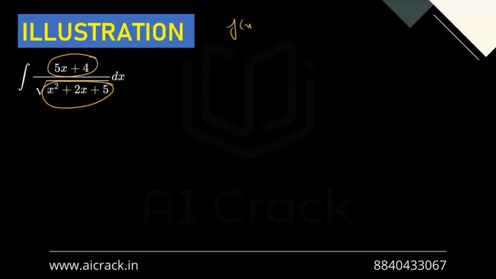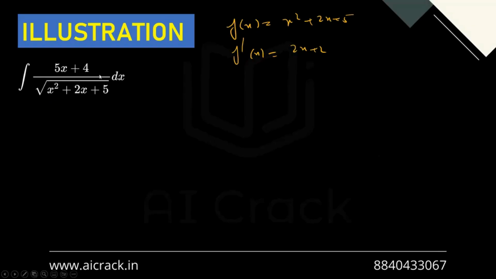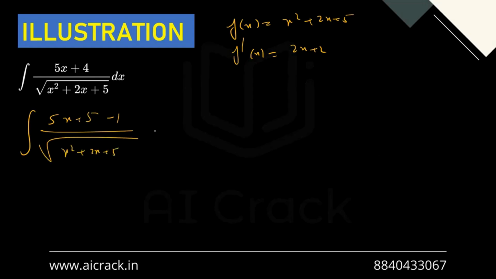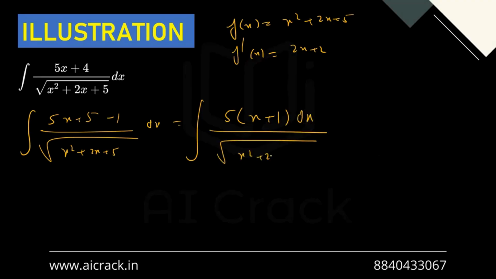So let's say we have f(x) equal to the denominator, that is x square plus 2x plus 5. So f dash, that is the derivative of the denominator, would be 2x plus 2. Now we see that we have 2x plus 2 as the derivative of this denominator, right? Now we have to write the numerator in terms of this one. We can write the numerator as 5x plus 5 minus 1 divided by under root x square plus 2x plus 5 dx, right? Now this can be written as 5 times (x plus 1) dx divided by under root x square plus 2x plus 5 minus dx upon under root x square plus 2x plus 5.